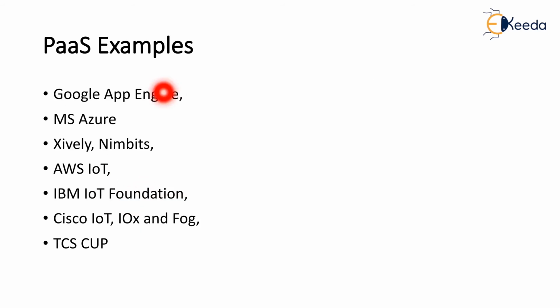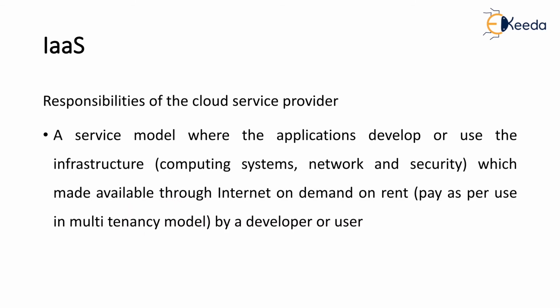So PaaS examples are Google App Engine, Microsoft Azure, Xively, Nibbits, and then AWS IoT, IBM IoT Foundation, Cisco IoT and IOx and Fog, and TCS Cup. So next one is infrastructure as a service, that is IaaS. So the infrastructure which is the data storage and servers, data centers and networks is made available to a user or developer of application on demand.